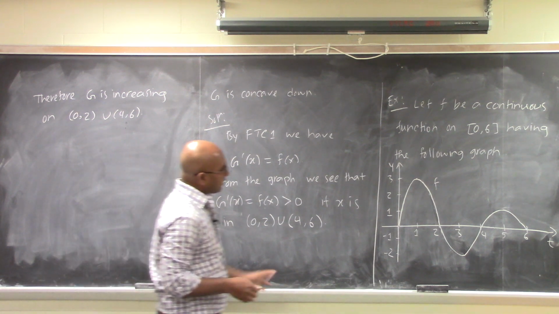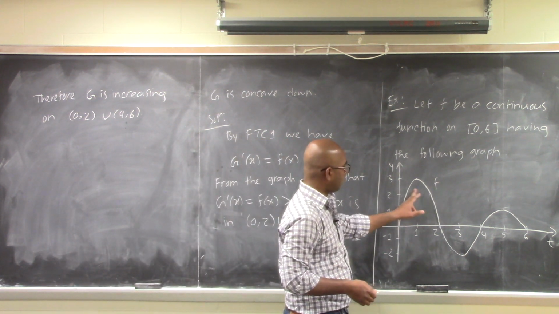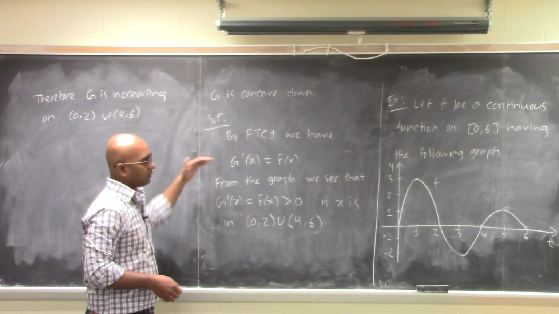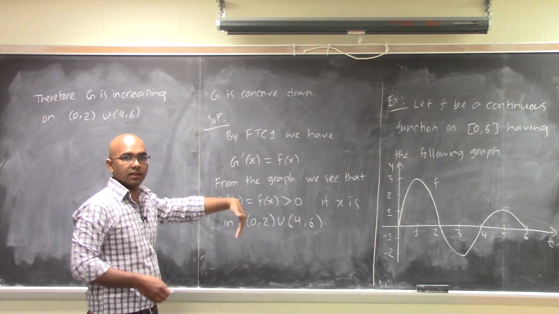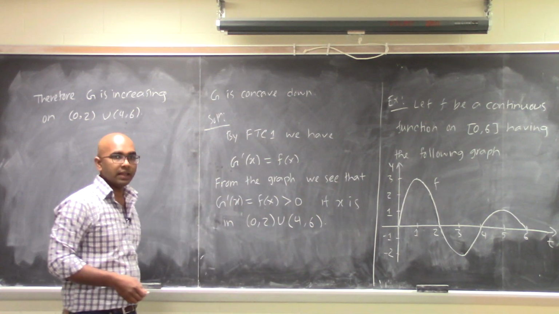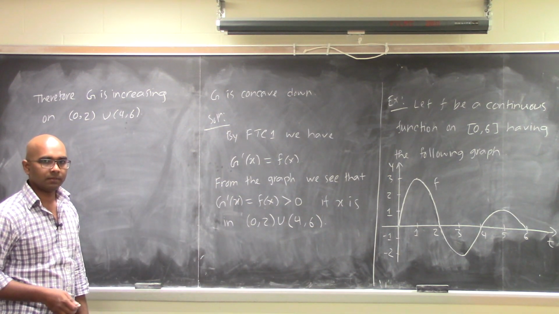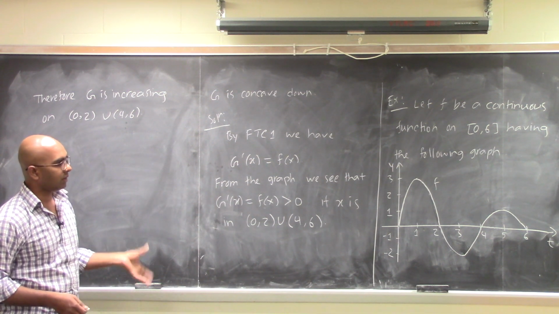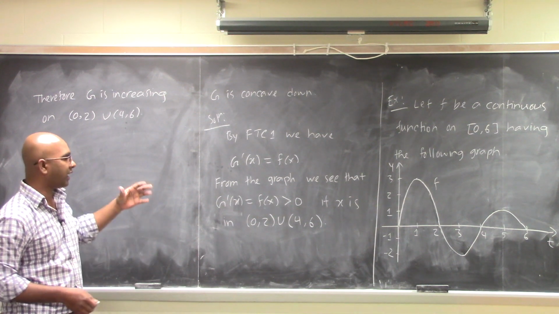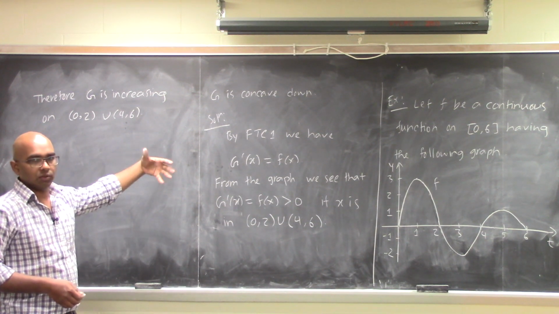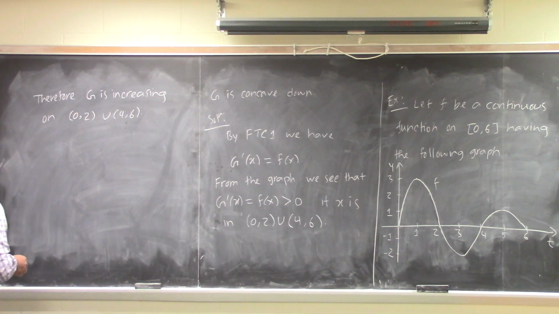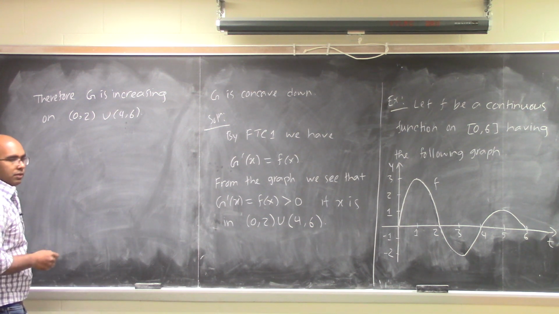Now notice on the left side of 2, function f is positive. That means G prime is positive, so it is increasing on the left side of 2 and decreasing on the right side of 2. So G of 2 is a local max, right? Similarly, G of 4 is a local min. On the left it is decreasing, on the right it is increasing. So this question can be extended to finding local extrema, and you can do that similarly. Okay, now to get the concavity, we need to get the second derivative of G.